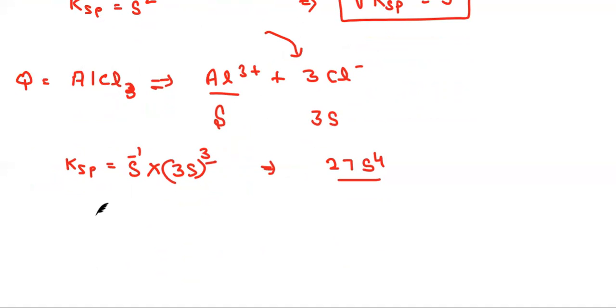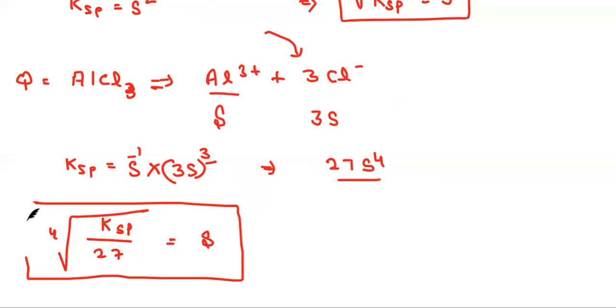So now if I told you you have to find out the solubility, then it would be Ksp divided by 27, and then the fourth root of that. Okay, so it is your solubility, isn't it? So this is how we can find out the solubility product.